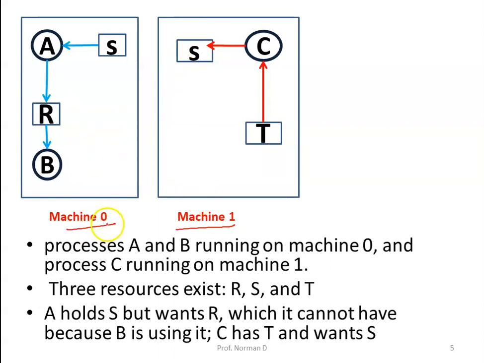Now with respect to machine 0, process A holds S, but it is requesting the resource R. Now A cannot have R because B is using it. So this is the description of machine 0. With respect to machine 1, process C is holding T and it wants S, whereas S is being used by machine 0.